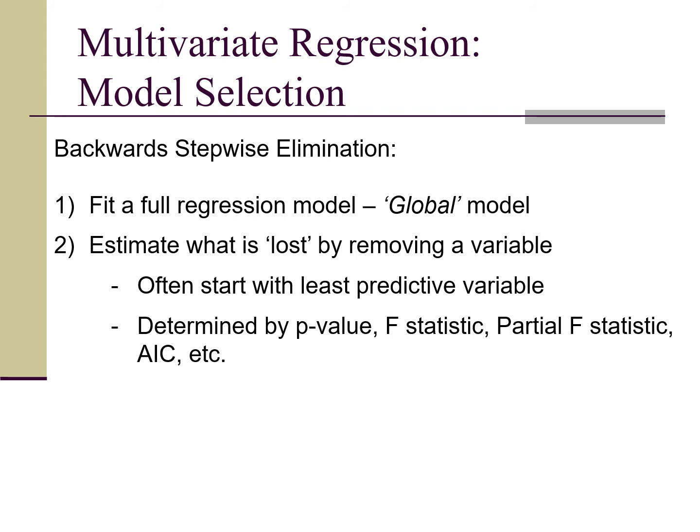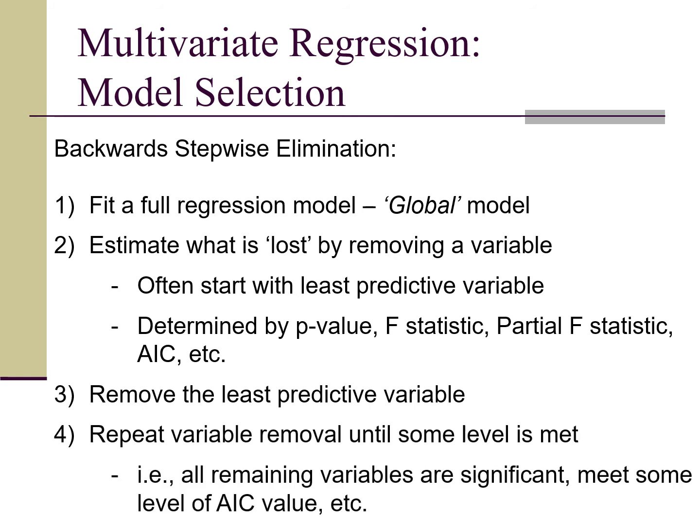A partial F statistic is just the contribution from a particular variable to the overall F, or the AIC. So we're going to pick the least predictive variable, and then we're going to remove it. And then we're going to repeat that until some level is met. So for instance, we might say, if all the remaining variables are significant, then don't remove any more. Or we might say, if some level of AIC is met, then don't remove any more.